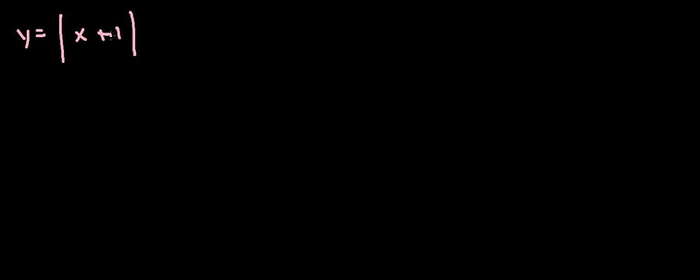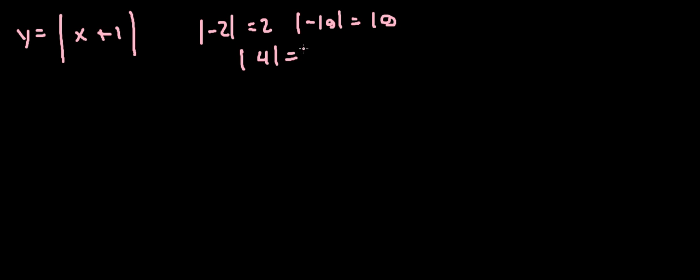And remember, the absolute value means that we take its numerical value. So that means we basically eliminate the negative signs. So let's just do a quick review. If I have the absolute value of negative 2, that's equal to 2. If I have the absolute value of negative 10, that's equal to 10. If I have the absolute value of 4, that's equal to 4. That means we just take its numerical value.